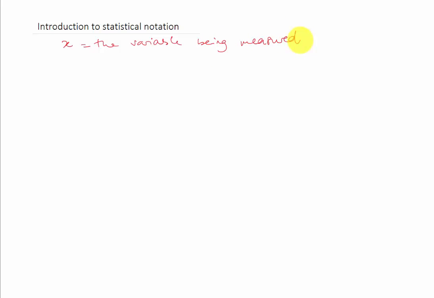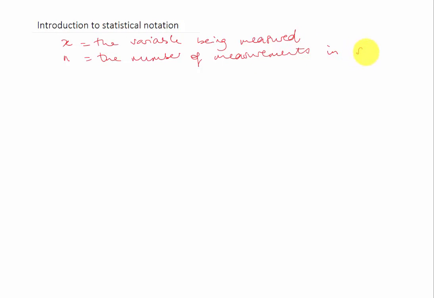And I will explain that in a minute. And also we've got n, which is the number of measurements in the sample. And we've got this symbol, which is a capital sigma, which means sum. So that means you have to add up all the different values, and I'll give you an example to show you what I mean.